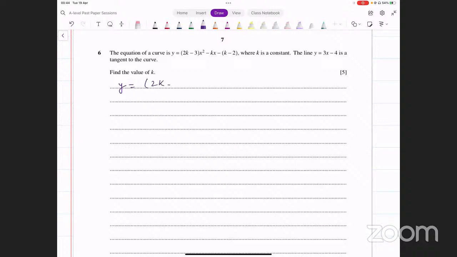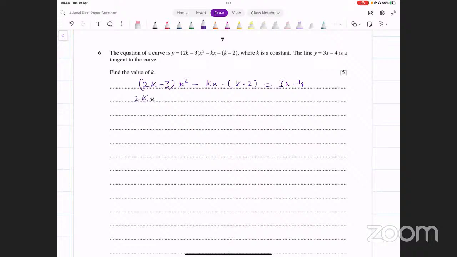Let's do that. You've got the two equations. दोनों को equate कर दें पहले तो. That's how you solve two equations simultaneously. Left side में आपके पास क्या आ जाएगा? (2k minus 3) whole x square minus kx minus k minus 2. On the right side, you've got 3x minus 4. सबसे पहले तो equate कर दीजिए. ठीक है. अब left side को expand करना पड़ेगा.